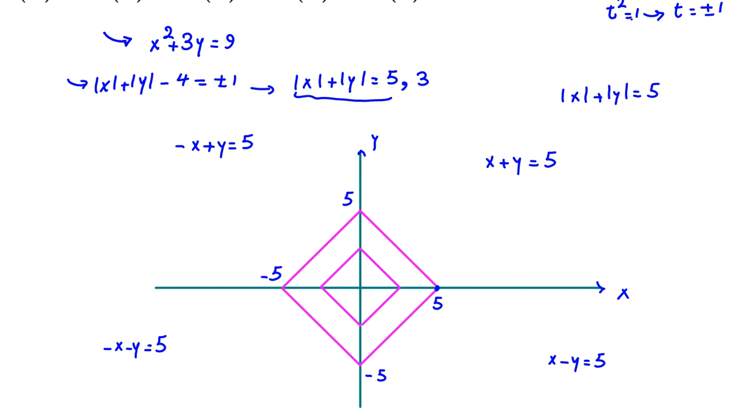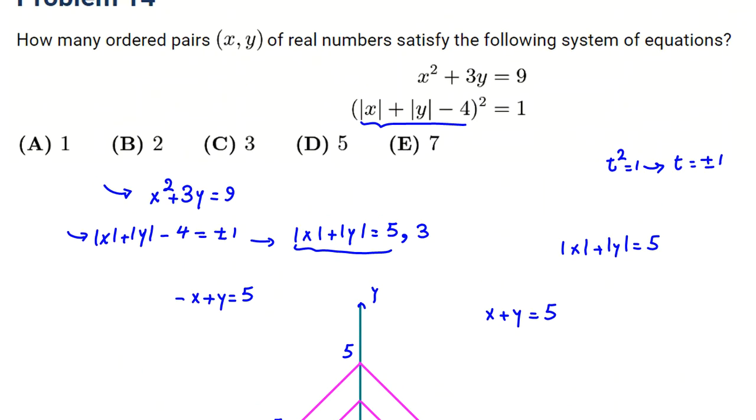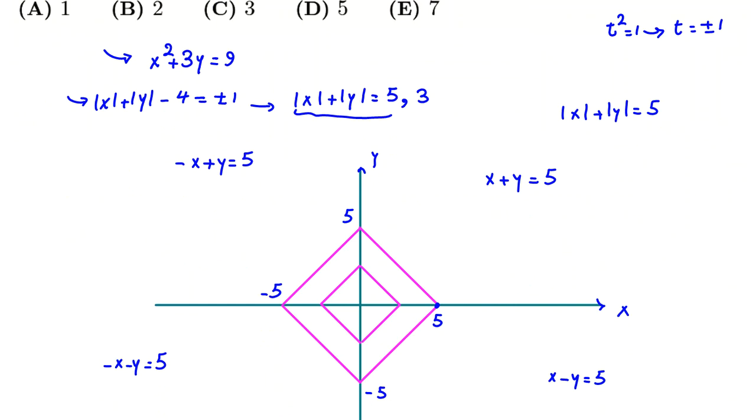Now it's time to draw this, and what does the problem say? How many intersections do they have? How many x, y satisfy both equations? It means how many intersections do they have? So I draw the second equation with pink. Let's draw the first one with another color. I will draw the first one with blue. So here it will be what?